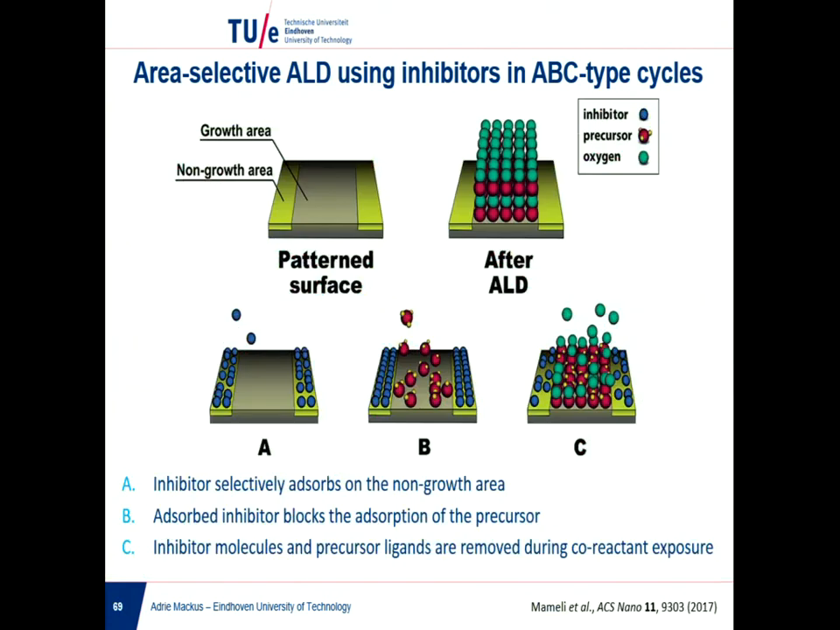So let's go back to this slide. Basically, we have a few different requirements for the different steps. And I will spend a little bit more time on discussing this approach because I think this could be a topic for a next discussion about how maybe we can use something of the MLD toolbox. So the requirements are, for the first step, that we need selective adsorption of the inhibitor on the non-growth area. Then during this step, the inhibitor should block the precursor adsorption such that you only get precursor adsorption on the growth area. And then in this step, we want to remove the inhibitors together with the ligands of the precursor.